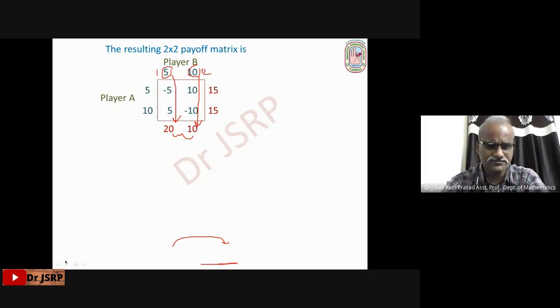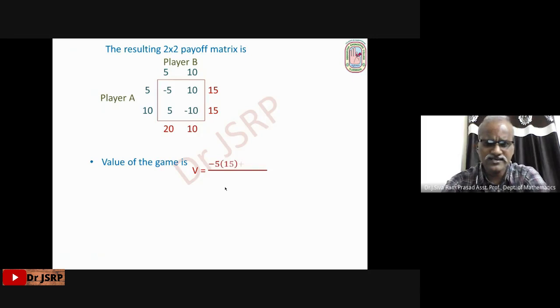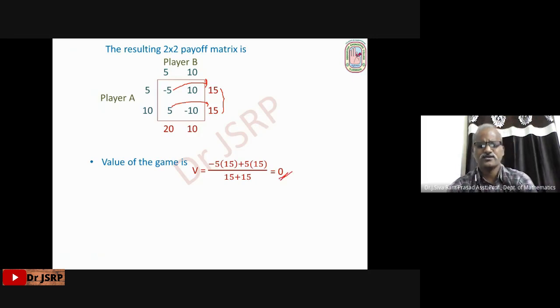Next, the value of the game. The value of the game is V, which you can calculate in 4 ways. That is, calculate with respect to the first column: minus 5 into 15 plus 5 into 15, divided by the sum of these two values. You get 0. So the value of the game is 0. That means no gain for player A, no loss for player B. So this is the way to solve a game of size more than 2 by 2.